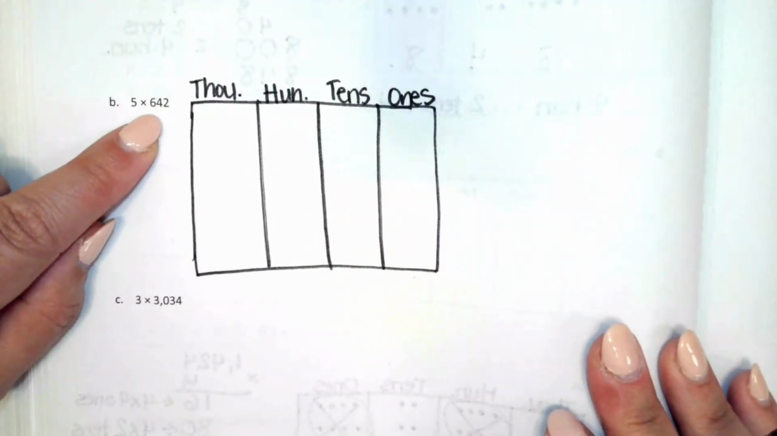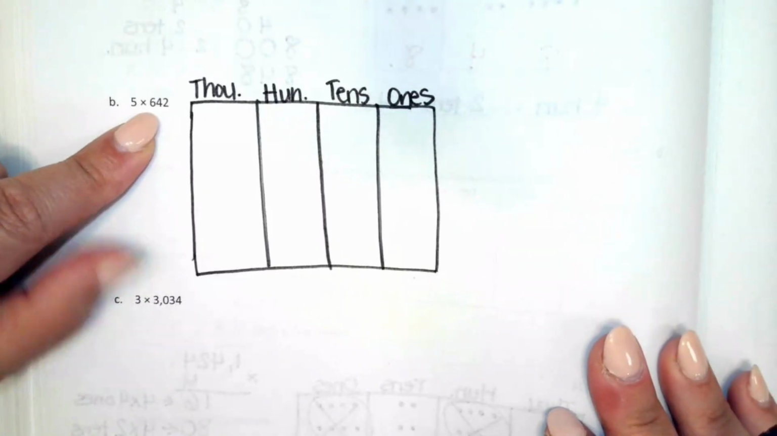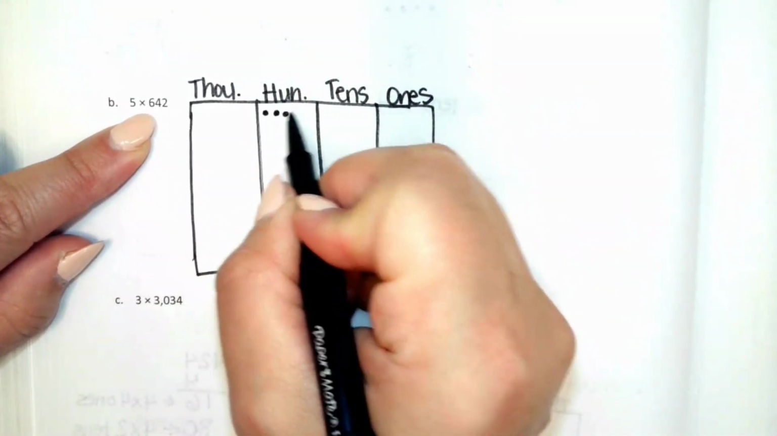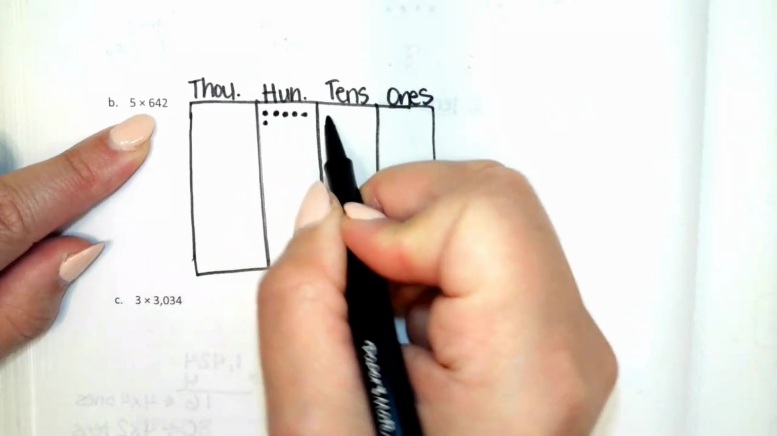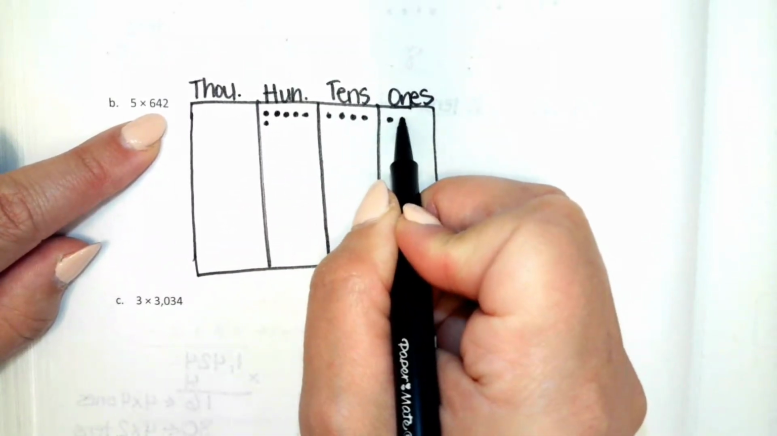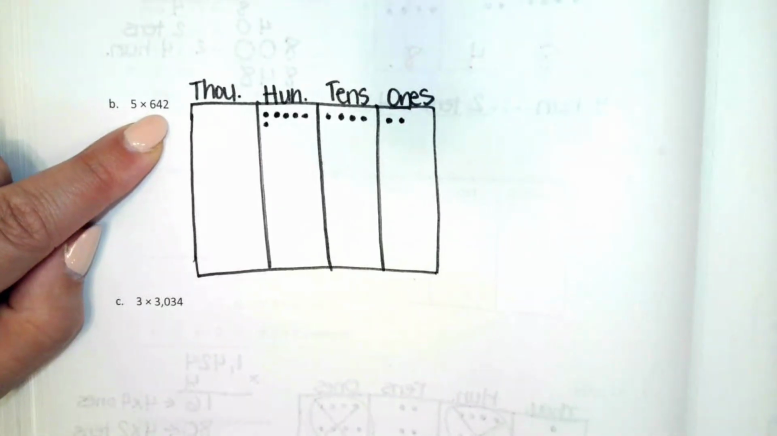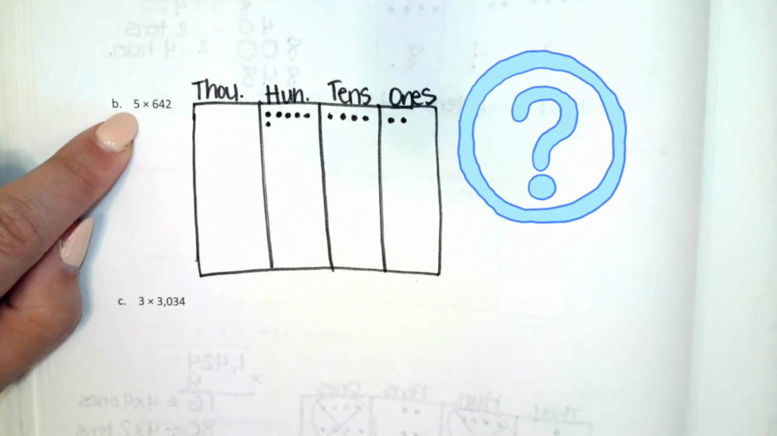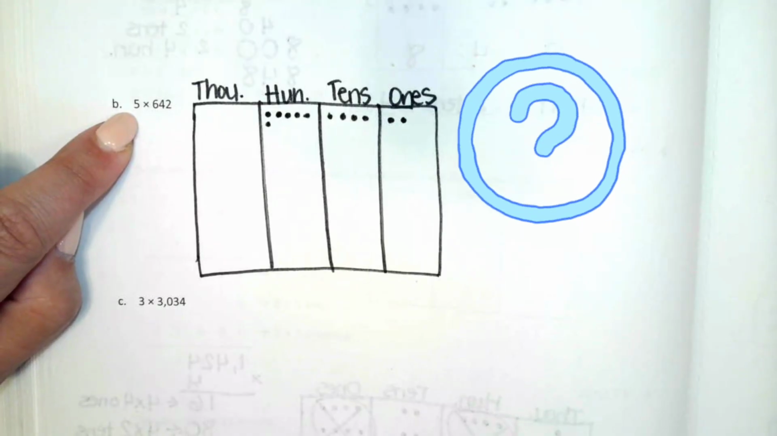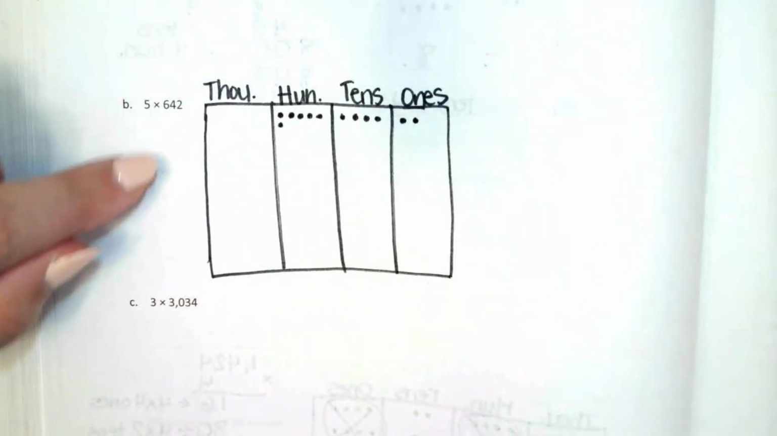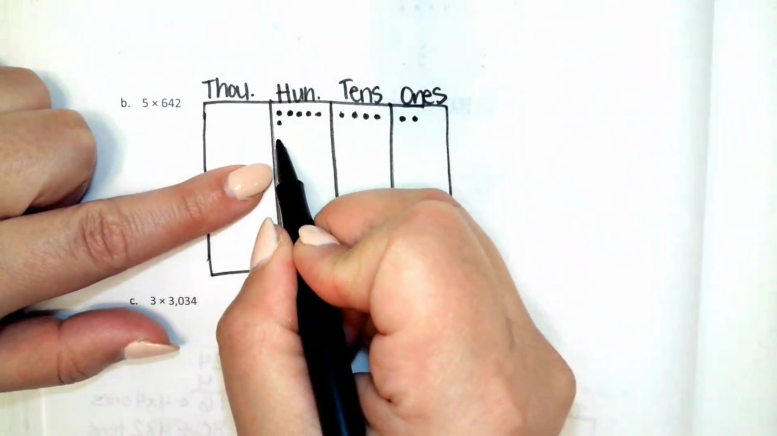We're making the number 642. So we need 6 hundreds discs, 4 tens, and 2 ones. This is one row of 642. How many rows are we going to need? 5 rows. 5 rows that look just like this of 642.